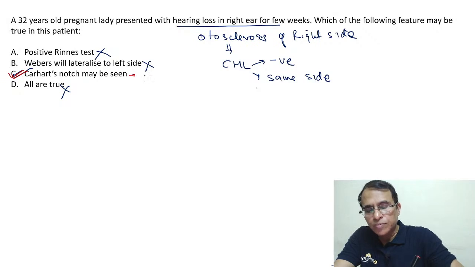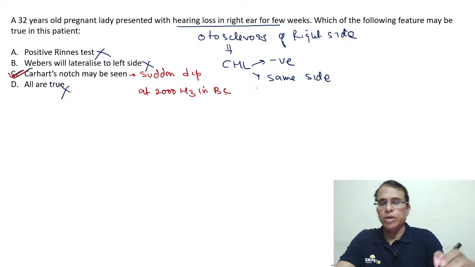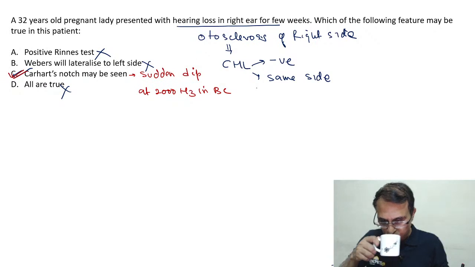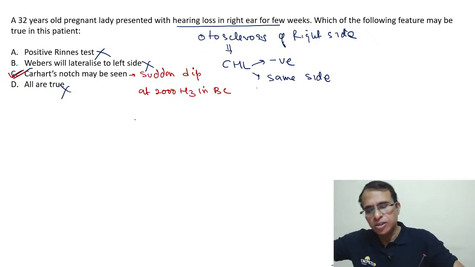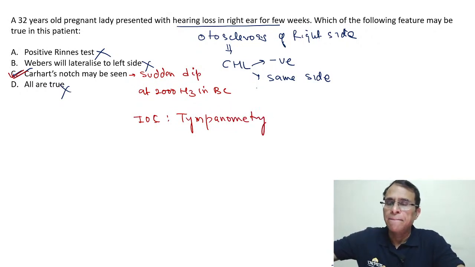Carhart's notch, we all know, is a sudden dip at 2000 hertz in the bone conduction audiogram. Very, very important. Investigation of choice for otosclerosis is tympanometry. Can you tell me what type of tympanogram we expect in this patient? Very simple question, very popular question. What type of tympanogram do you expect in a patient of otosclerosis if we do tympanometry? Anybody wants to answer that?